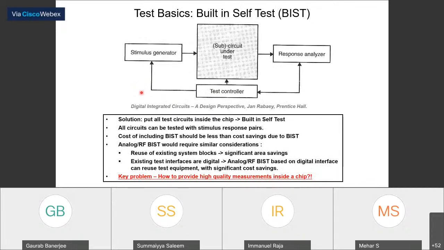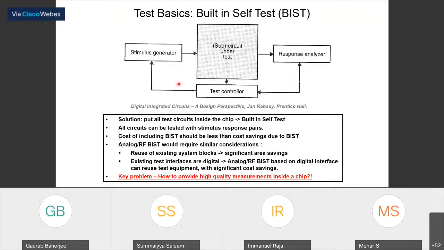On the other hand, another technique that has been adopted more recently is that of a built-in self-test, where you have a test controller on the chip. You put it on the chip. It's no longer an off-chip controller. The controller generates a stimulus, and with that, you test a sub-circuit, which could be a combination of sequential and combinational logic. And then you would look at the response, and then you would determine if the circuit is working or not. So this is where the idea of built-in self-test comes in: that you put all the test circuits inside the chip. Do not use expensive off-chip testers. Make minimal use of them. And all these circuits can be tested with stimulus response pairs.